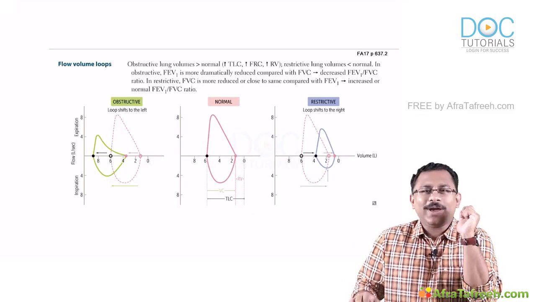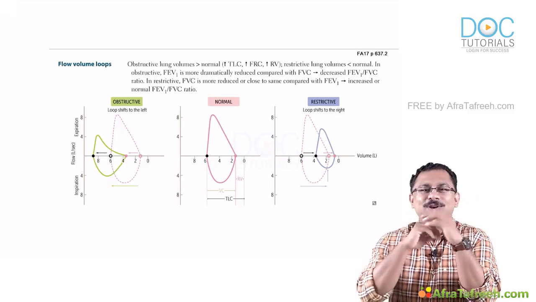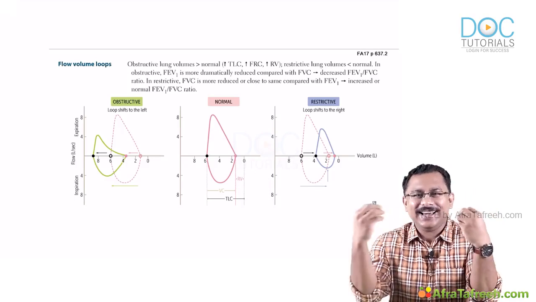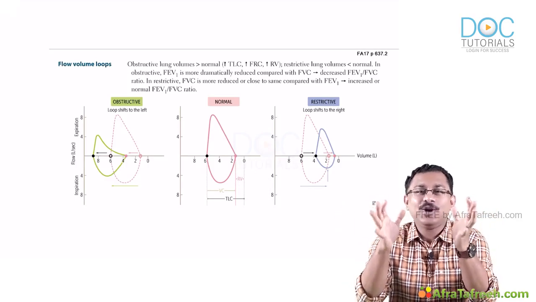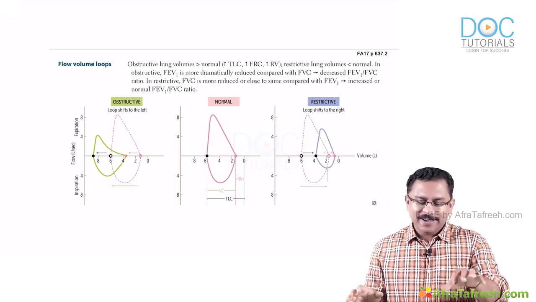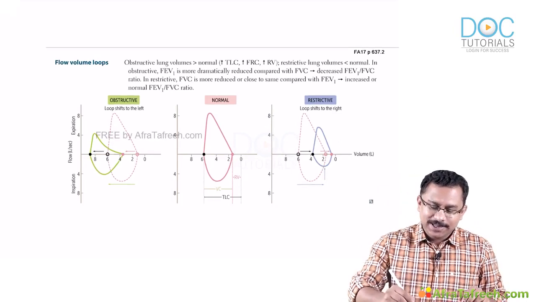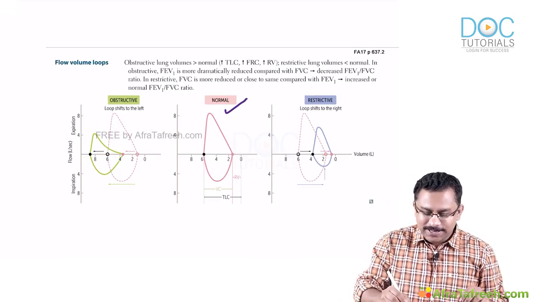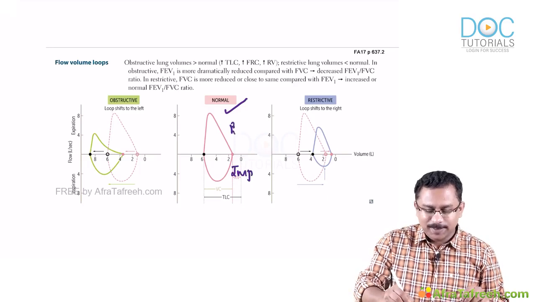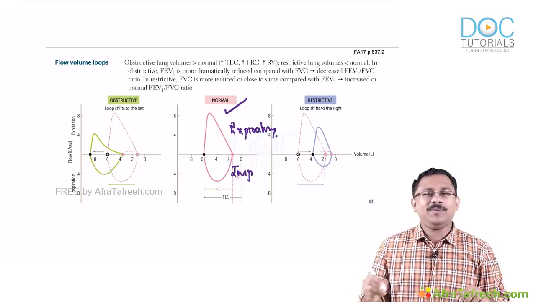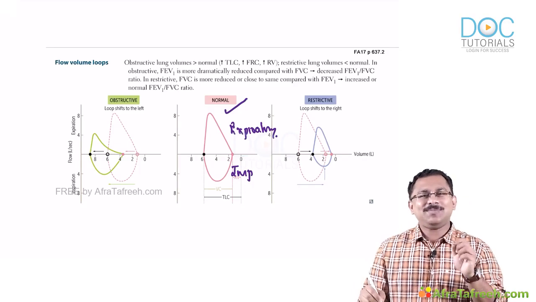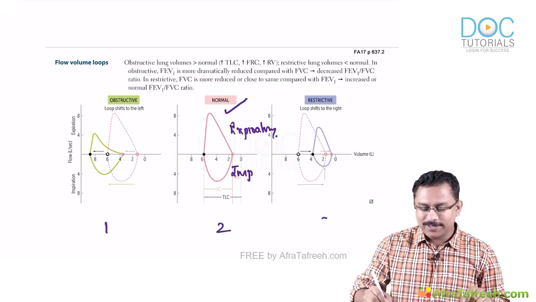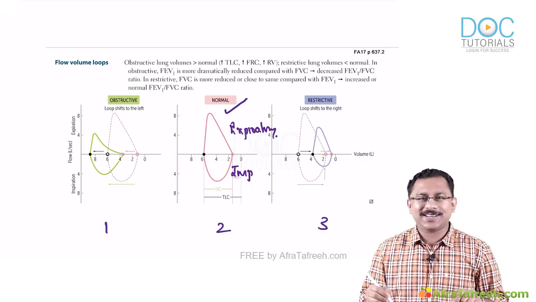Okay, so now let's try to make a distinction between the flow volume loops in case of an obstructive lung disease and a restrictive lung disease compared to a normal flow volume loop. Be very attentive here. The picture in the middle is a representation of the normal flow volume loop. This is the inspiratory part. This is the expiratory part. Now, when it comes to obstructive lung disease, this is figure 1, figure 2, figure 3. So figure 1 shows an obstructive lung disease.